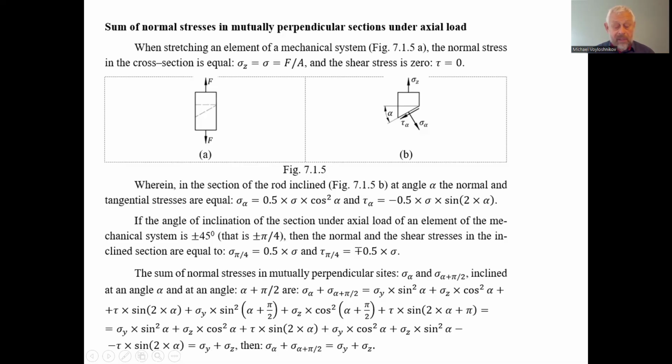So this is the conclusion: the sum of normal stresses in mutually perpendicular sides, sigma alpha and sigma alpha plus pi divided by 2, is equal to the total of the normal stresses assigned parallel to the coordinate system axes y and z. This is constant. This remains.